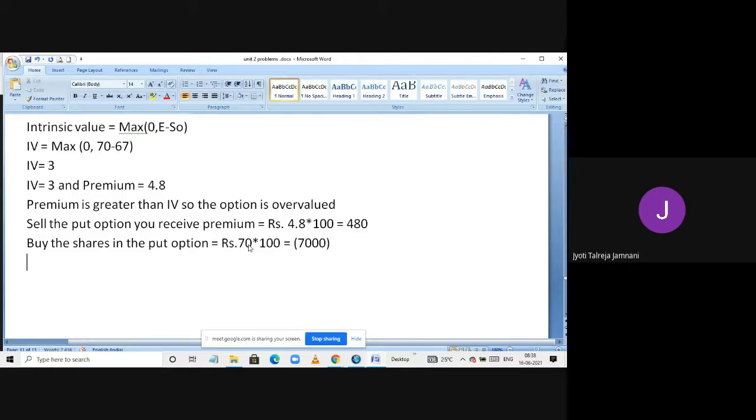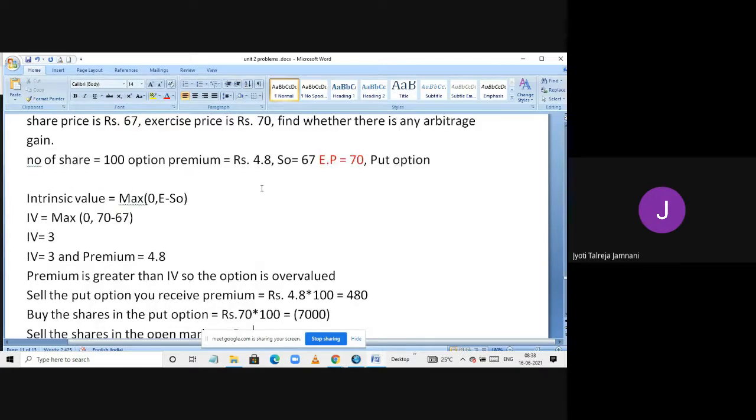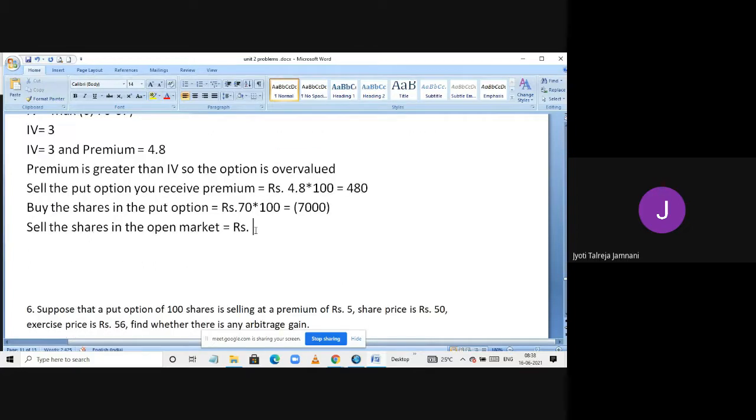Now what will we do keeping these shares with us? After we buy it in the option, we can sell it in the open market. So sell the shares in the open market for rupees, whatever is the S naught value. S naught value is 67. So we need to sell it for 67 rupees. So 67 into 100. So you will receive 6,700.